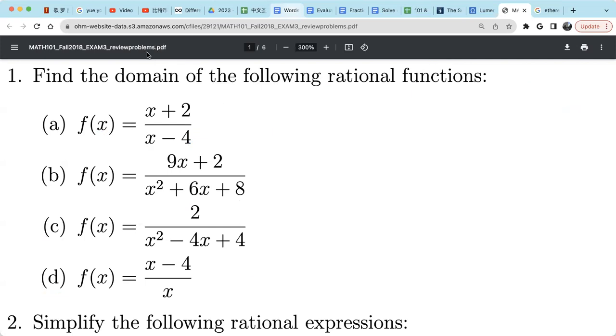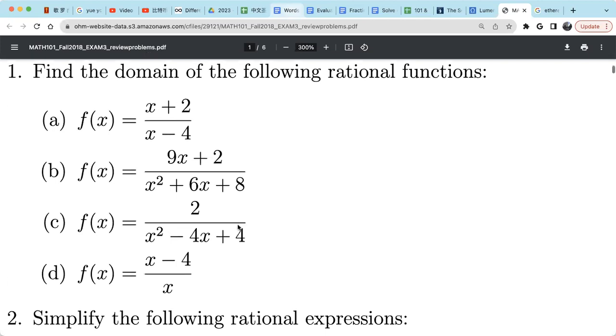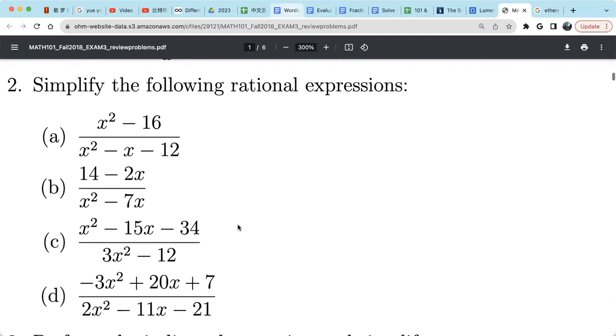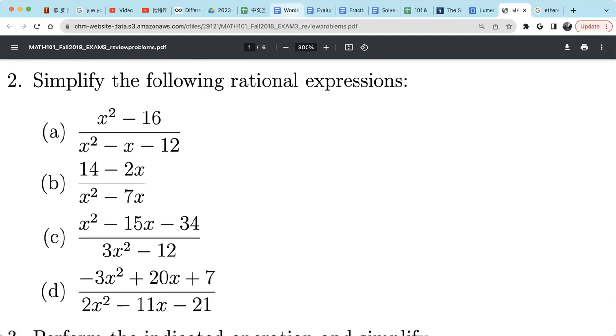So that's how we define the domain of rational functions. We see each case is different. It depends on the denominator of the rational function. So the second type of question: we want to simplify rational expressions.